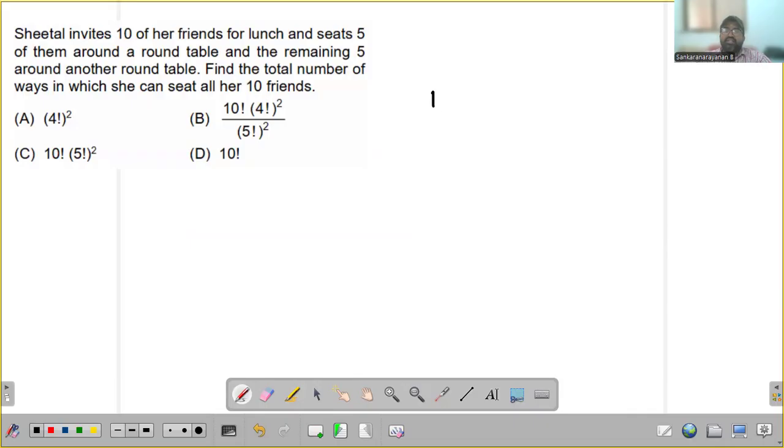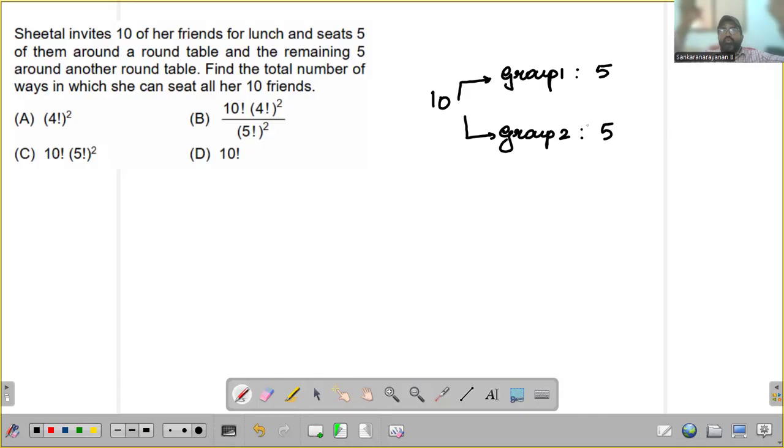You have to form the 10 into two groups. Group 1 has 5 members, and group 2 is going to be another 5. You are just segregating those 10 into two groups, the first 5 and the second 5. The number of ways you can split this 10 into two groups is 10 factorial divided by 5 factorial into 5 factorial. So you have now split them into two groups.